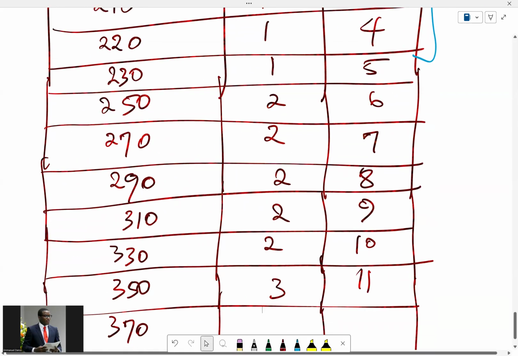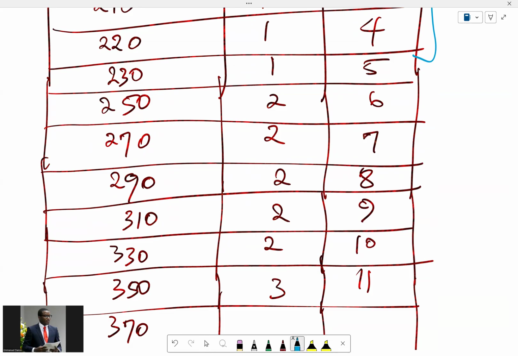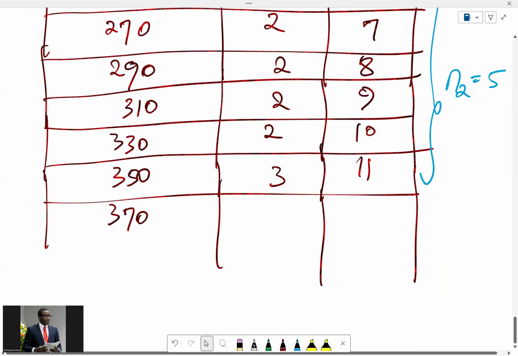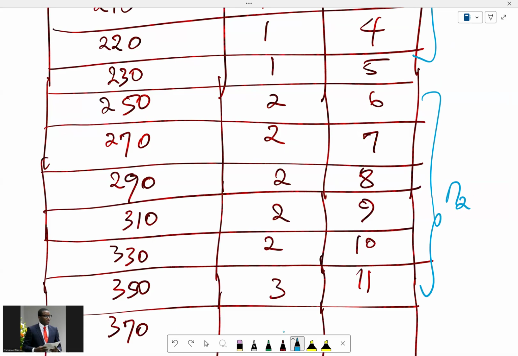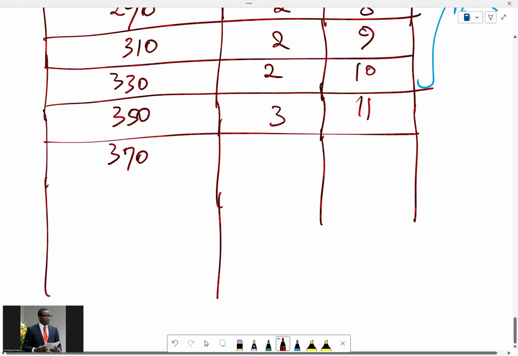We know N2 is 1, 2, 3, 4, 5 also. So each one is 5 actually. Nice, they don't have to be the same actually. So N2 is 5, like N1 is. I think I've covered more than necessary. N2 is actually 1, 2, 3, 4, 5. Yeah, N2 is 5. And then we go for group 3.